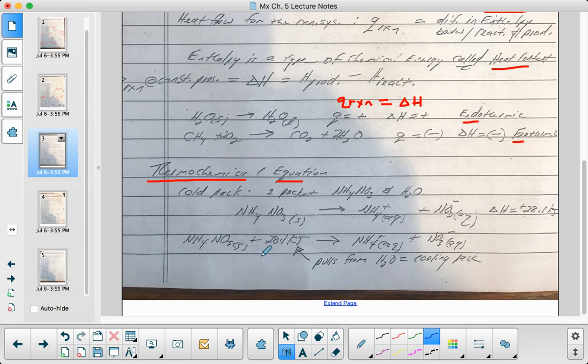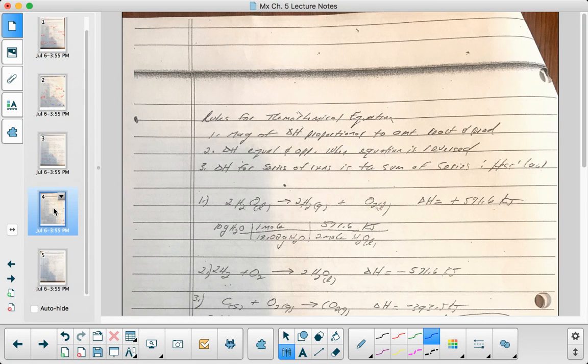So as I pull energy in from the water to split apart the ions, then the pack, which is the water surrounding it, would cool. So that's just a nice practical example of an endothermic dissolving process.